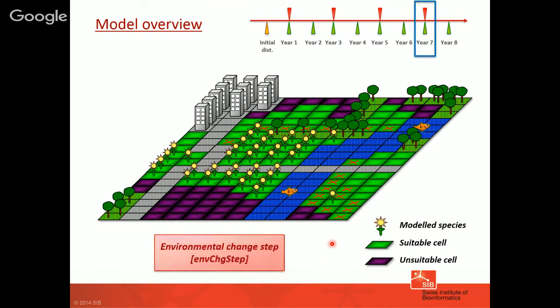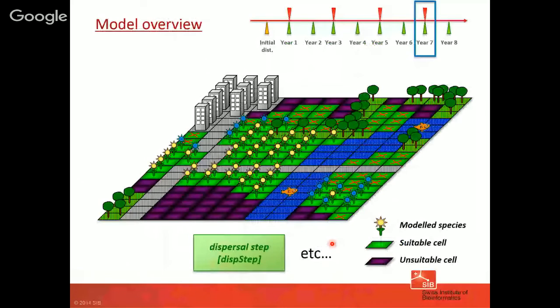On year seven, you again have an update in the environment, so new cells become suitable and the species can disperse. Year eight, sorry, oops. Okay, that's the end, sorry. So basically you get the idea: it is a succession of these two nested loops.